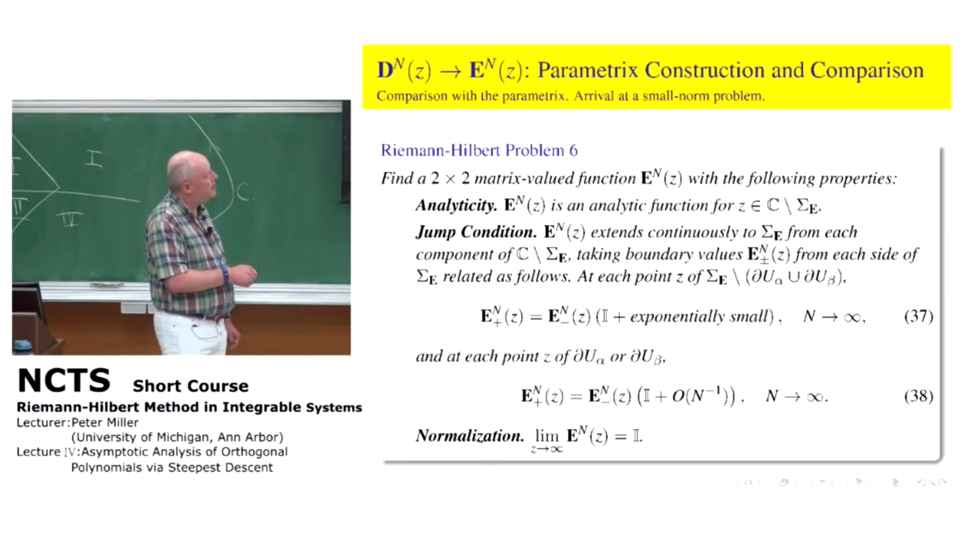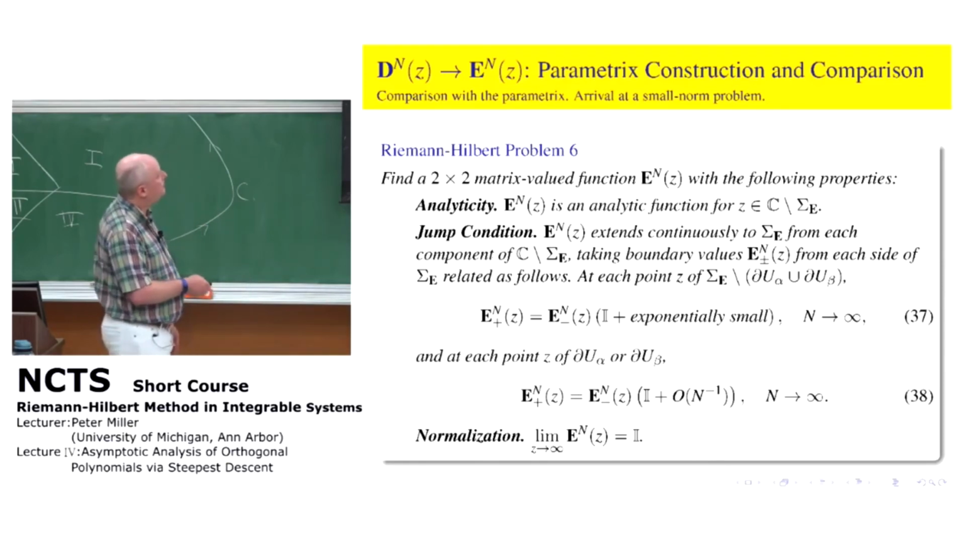E_n plus is E_n minus times identity plus something that decays exponentially to 0, uniformly on the jump contour as n goes to infinity. And at every point of the boundary of these 2 disks, partial U alpha and partial U beta, E_n plus is E_n minus times identity plus order 1 over n, something that's uniformly of size 1 over n on those circles as n goes to infinity. And finally, E is normalized to the identity matrix as z tends to infinity, because that was true of both of the factors that made up the formula for E.